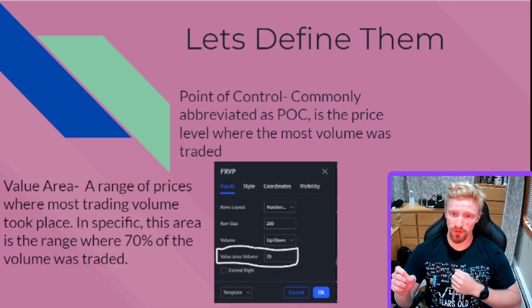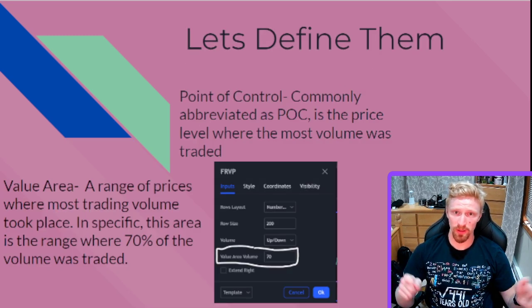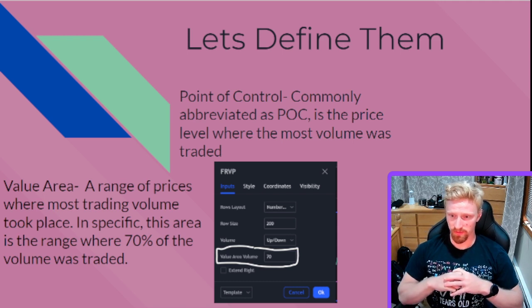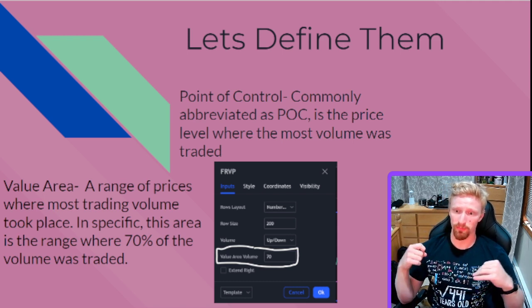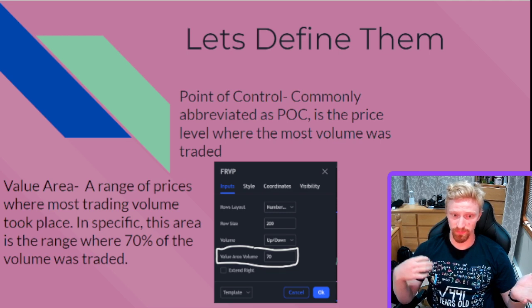The point of control, commonly abbreviated as a POC or the POC, as you'll hear me refer to it, is the price level where the most volume was traded. So this is the price we consider the fair price, and this is where the most interest is because the most volume has been traded there.